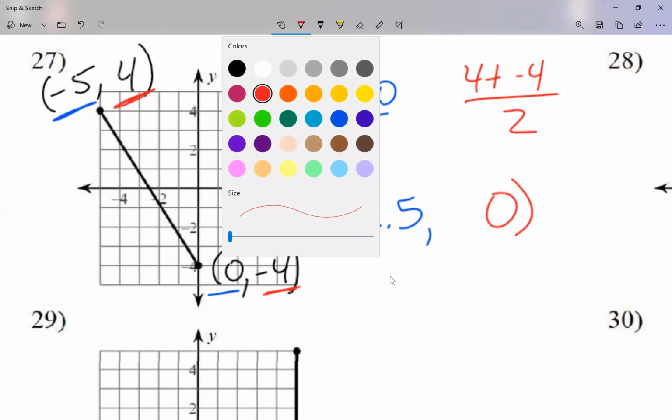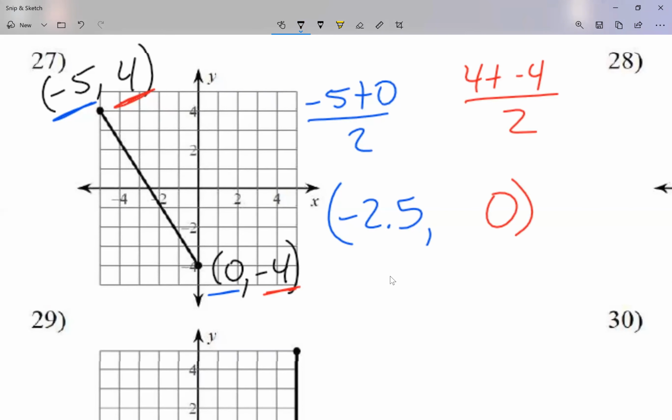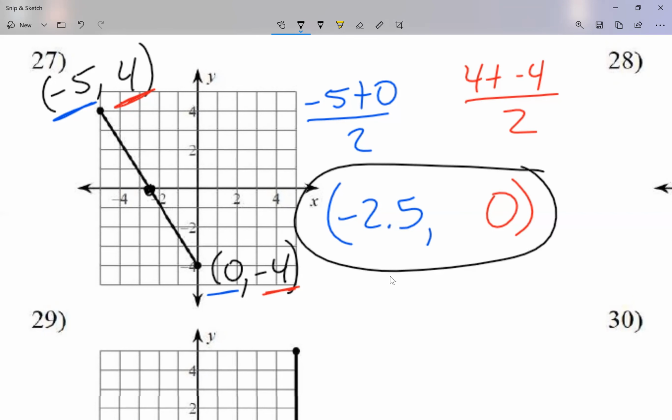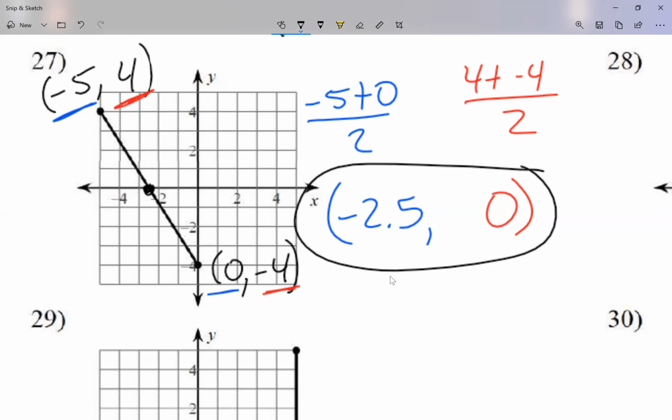Now let me do something really quick. Let me plot the point, -2.5, 0. That gives me this point. Now you see how it is right in the center? Yeah. You don't have to graph it, right? I just wanted to graph it to show you. For your homework, you just have to give me the coordinates. But again, don't forget the space after the comma.